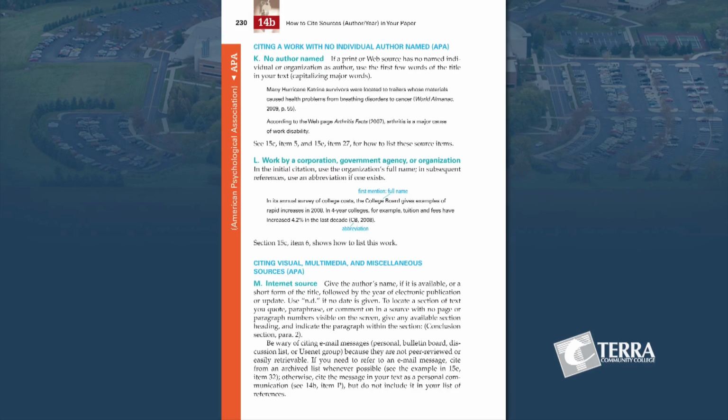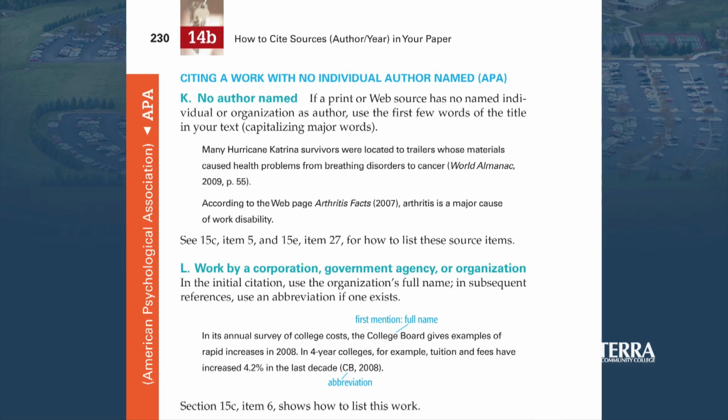The last one here is letter K, and this is the case if you have no author named. So there are times where you won't be able to find an author's name, usually something that you find in a web source. It doesn't mean that it's not a credible source, it doesn't mean that it's not a good source that you can use, it just means that there's not necessarily a specific author that put it together. In the example given there about Hurricane Katrina, you can see that it came from the World Almanac. So there's not necessarily a specific individual author, but it's a group of people who worked on the almanac.